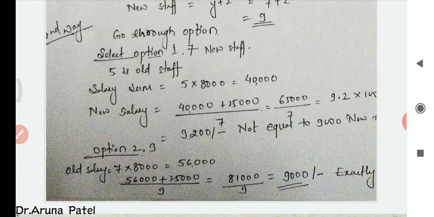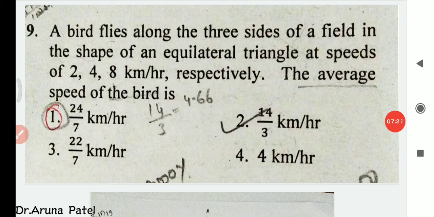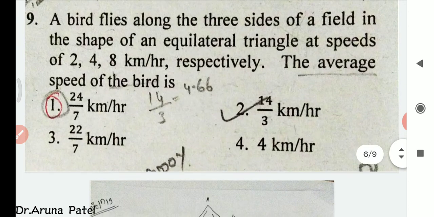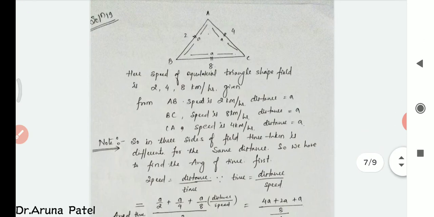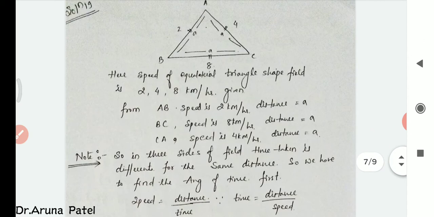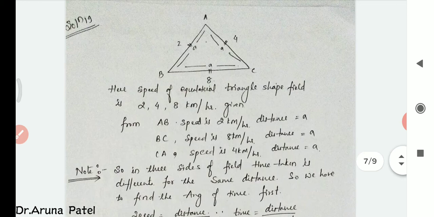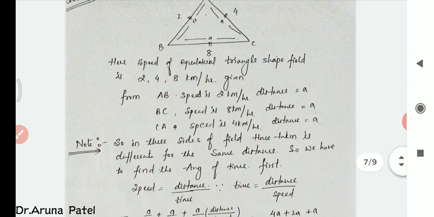Now see the second question. This is question number 9. A bird flies along the three sides of a field in the shape of an equilateral triangle at speeds of 2 km, 4 km, and 8 km per hour respectively. We have to find the average speed of the bird. So we consider the field shape to be ABC. Now AB is 2 kilometer, AC is 4 kilometer, and BC is 8 kilometer per hour. These are the three different speeds.